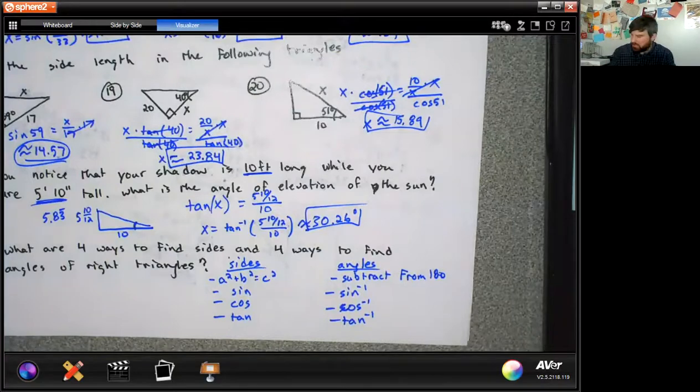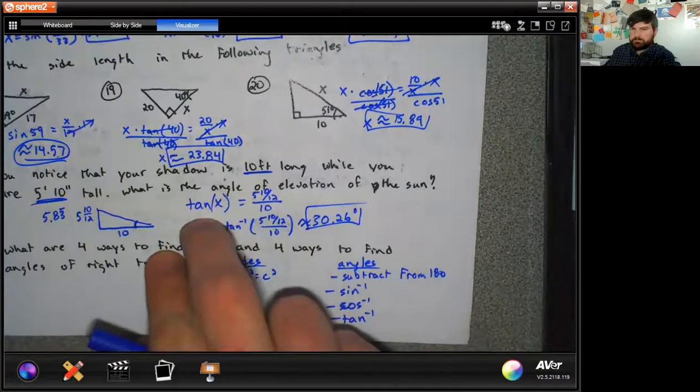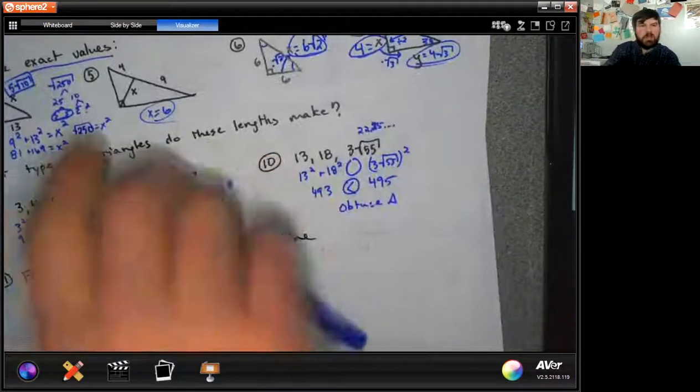So you really need to know these things for this next test and how to use them. All right, that goes through the review. So make sure you're working through that, studying it.